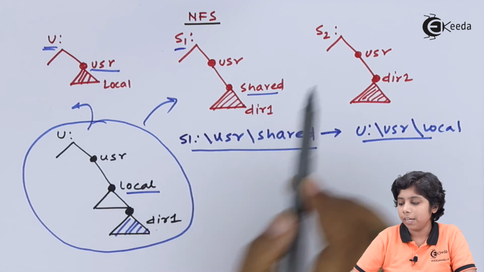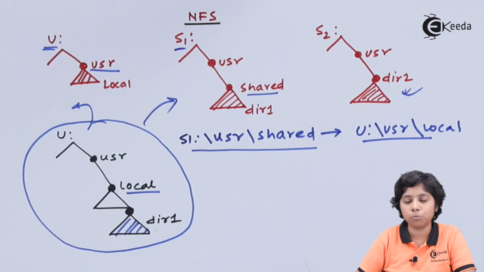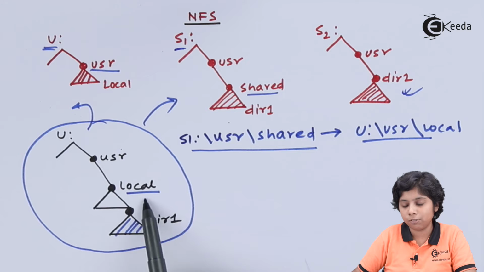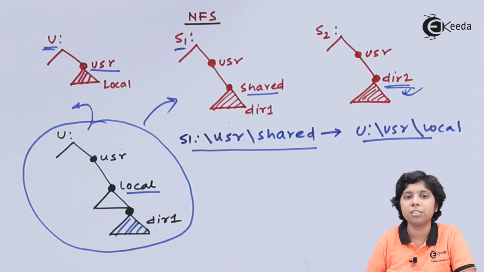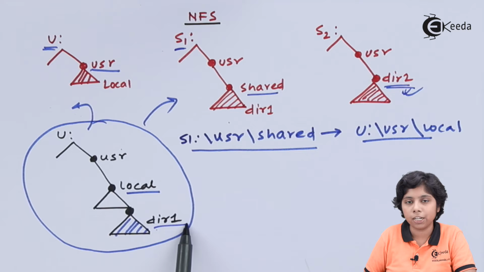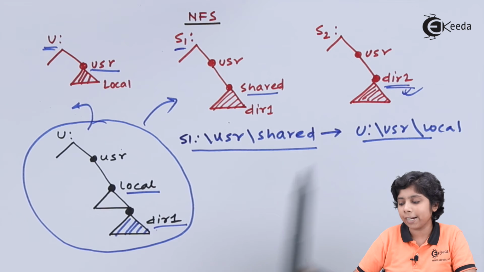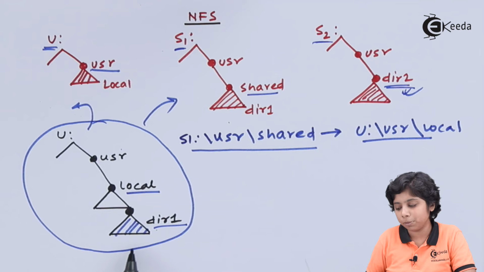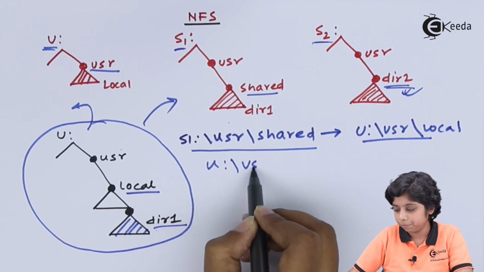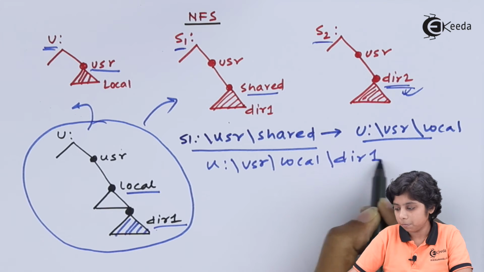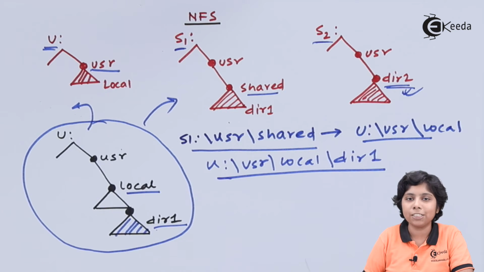Say, for example, S2 now wants this dir2 to be mounted on this user local. As S1 is already mounted on user local dir1, the dir2 mounting will not be visible to the user of that particular client, because it can access only the dir1 of the S1. But the client from S2 can access from the dir1, that is this user local dir1. This path will give access to all the files present inside this directory.